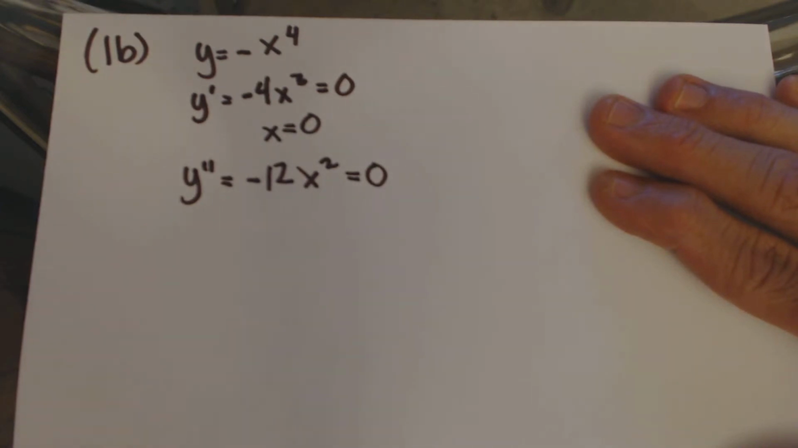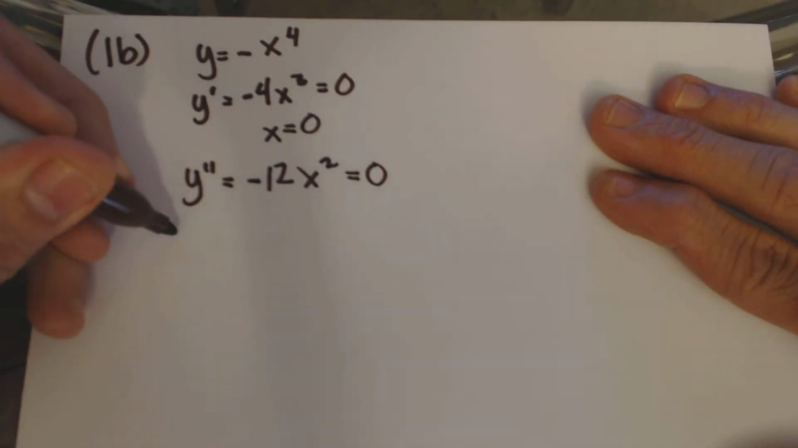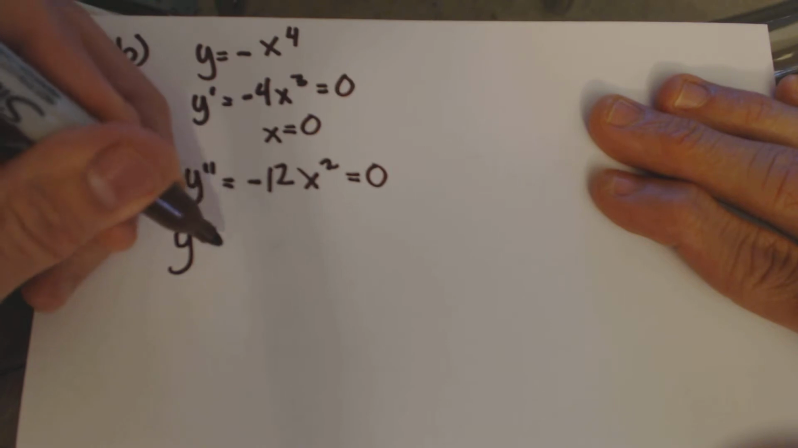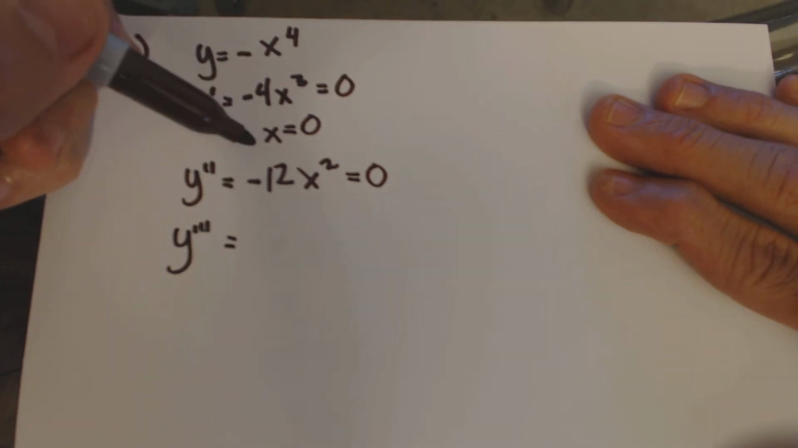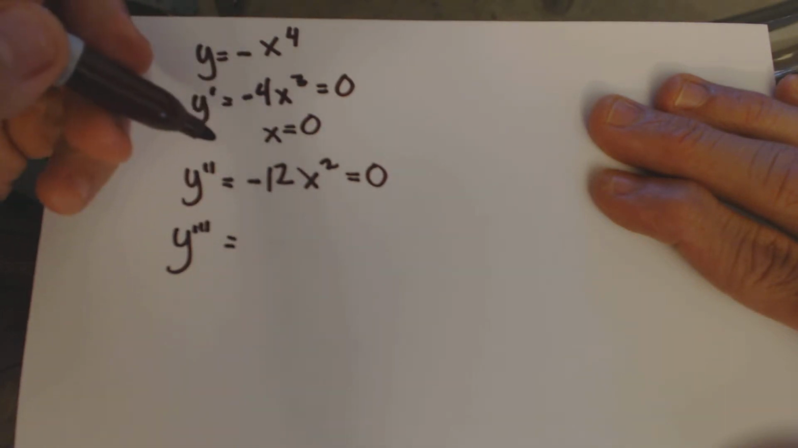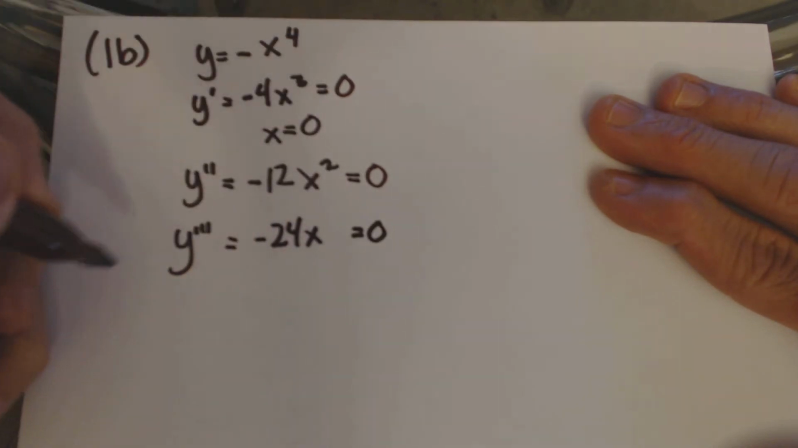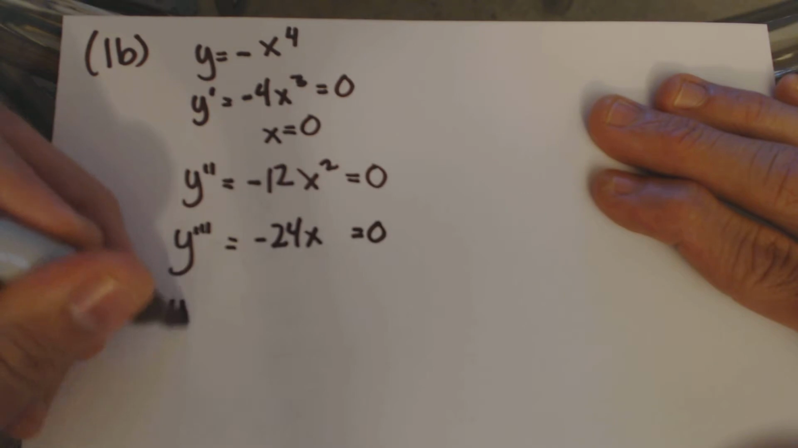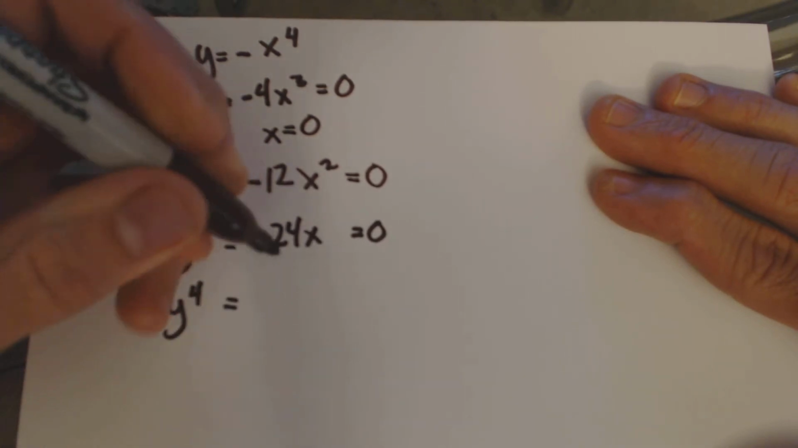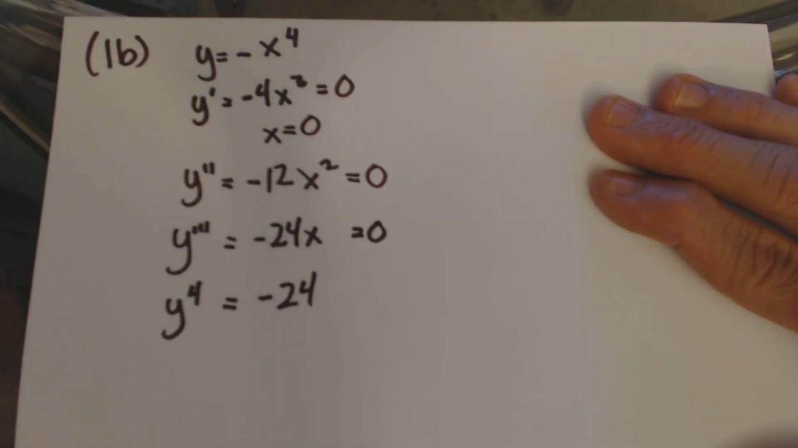So we're going to use the nth derivative test. We're going to keep going with our derivatives until we get to a non-zero derivative. So the third derivative is negative 24x. We still get 0 if we evaluate it at 0. So we go to the fourth derivative. And that gives us a negative value, negative 24.